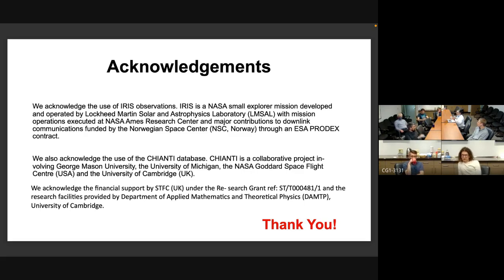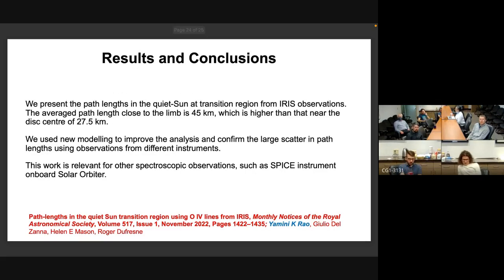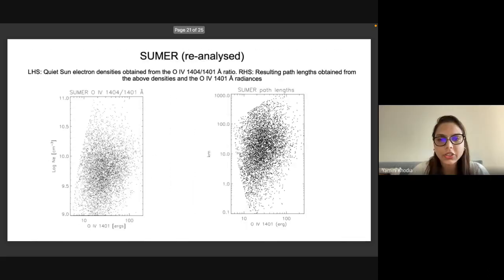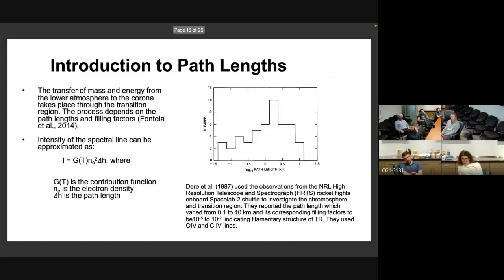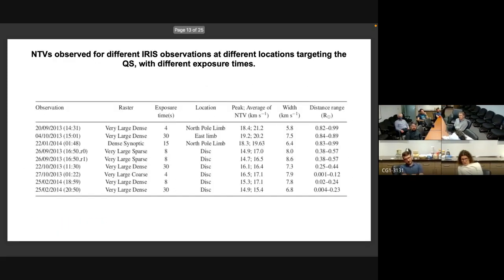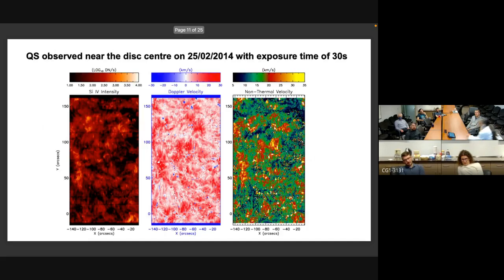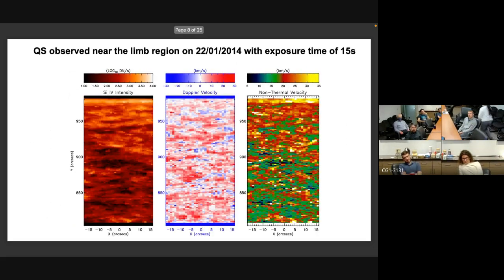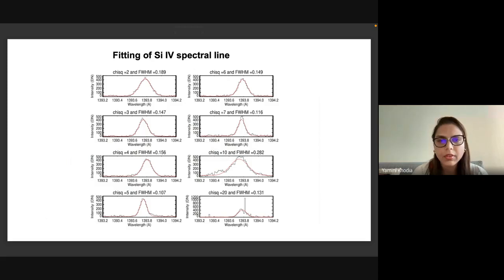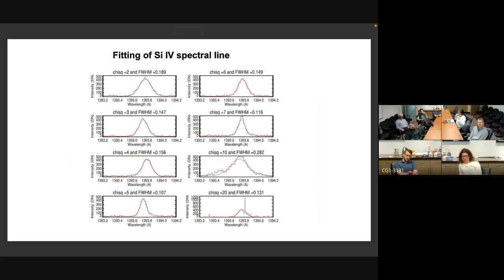Anyone here? Yeah, Paul. If we go back to the first part of your talk, when you're examining the non-thermal velocities in the silicon IV line, you fit the line with a single Gaussian, but then throw away everything with chi-squared greater than 5, right? You said you want to do that because if it's optically thin, it should match a Gaussian profile. I'm not quite sure I understand the reasoning there.